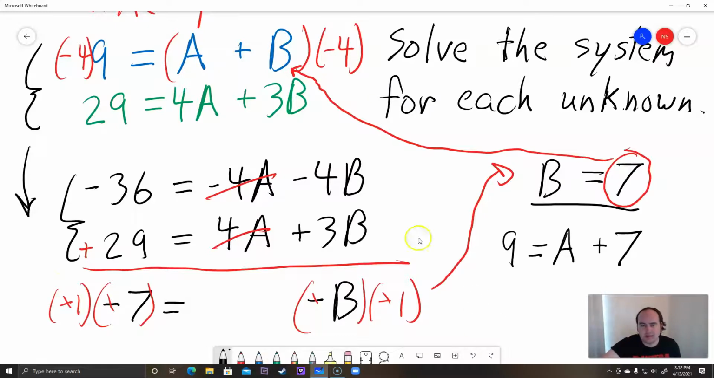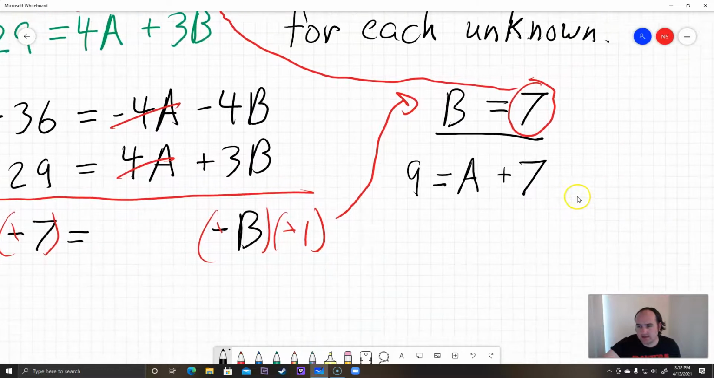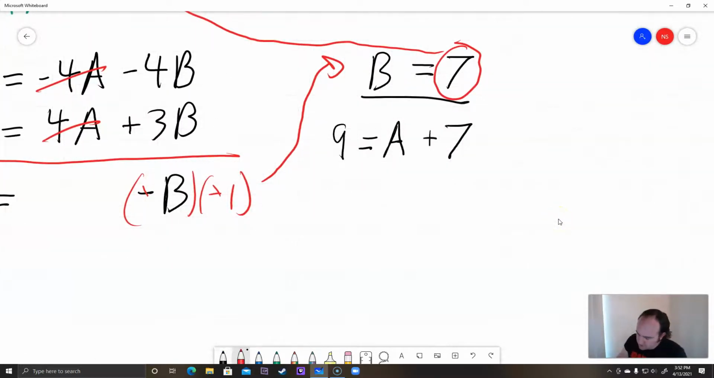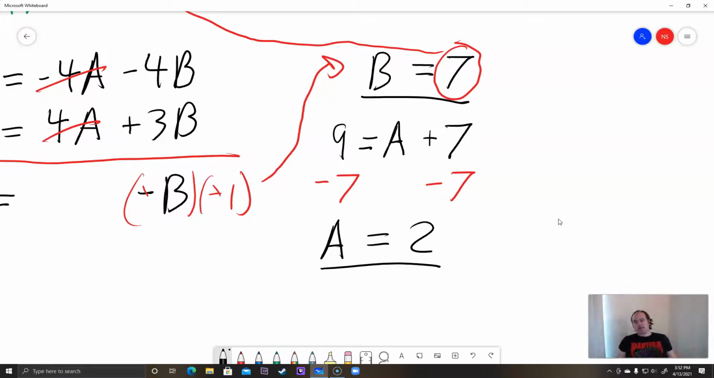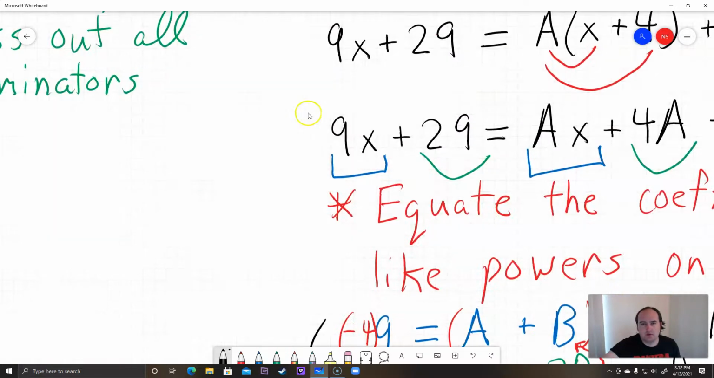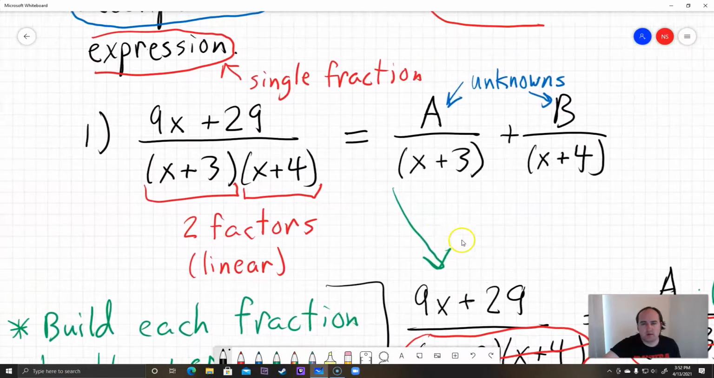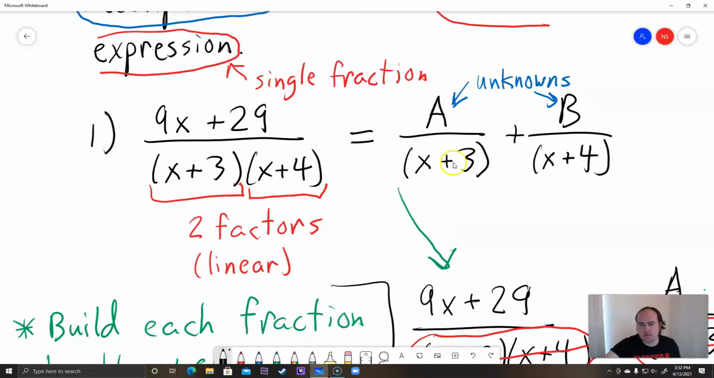And then to solve for A, we can just subtract 7 from both sides. Okay, so if we subtract 7 from both sides, we get A equals 9 minus 7, which is 2. Okay, so now we have A equals 2, B equals 7. But these are not our answers. This just means we've solved for the unknowns. So how do we write our answer? Well, actually, we're almost done. All we do is we plug in A and B into the original equation that I wrote up here.